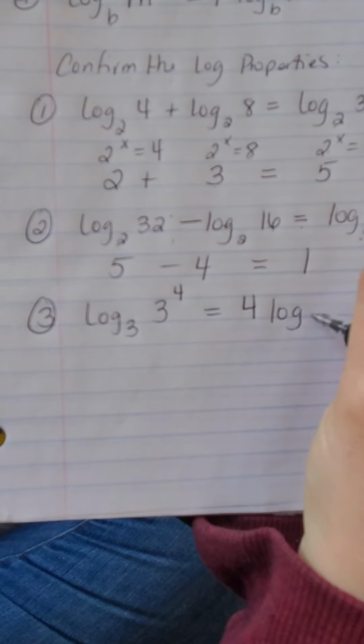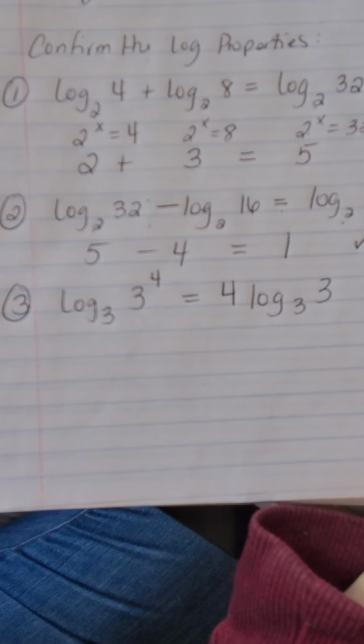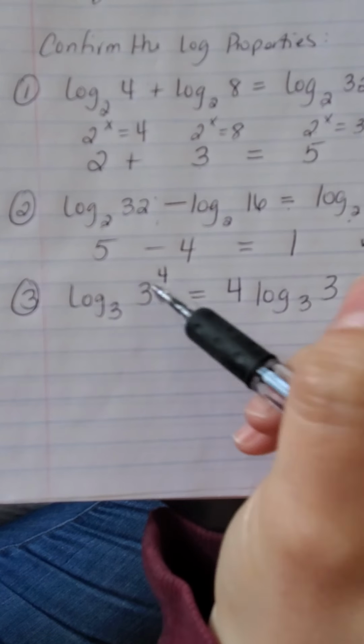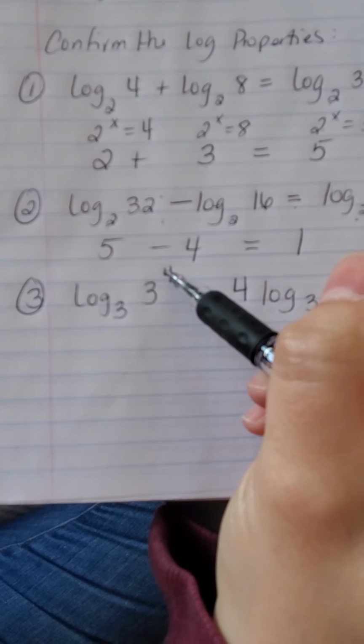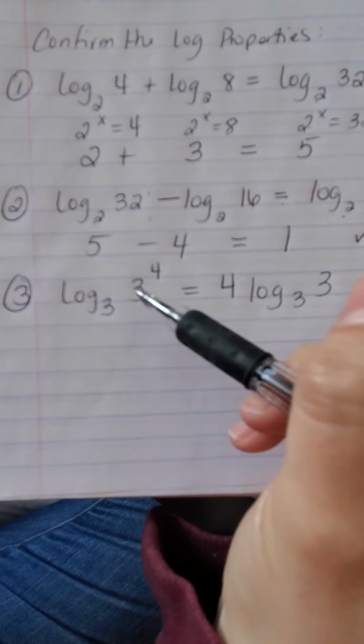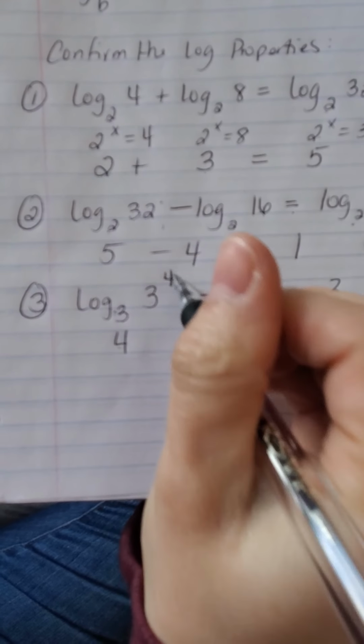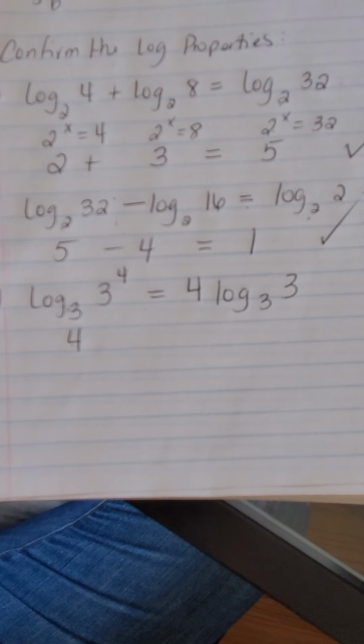We're going to take that exponent, move it out front. 4 times log base 3 of 3. Let's see if it holds. So I'm saying 3 to the something power equals 3 to the 4th power. Well, that's 4. 3 to the 4th power equals 3 to the 4th power.